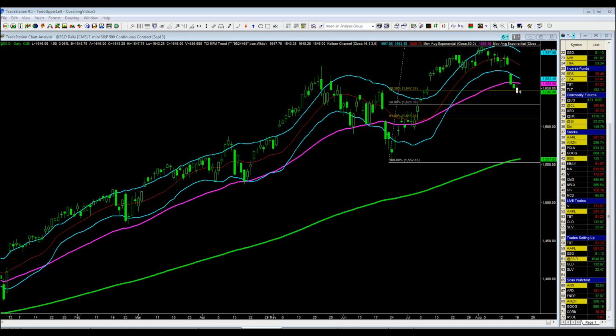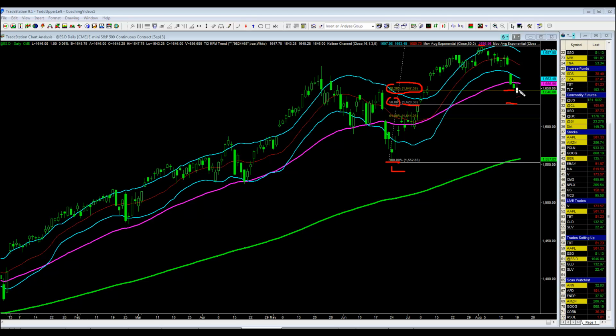Okay, now we're coming down, as you can see. So again, measured from this low up to this high. We are finally at that 38.2% retracement, as you can see right in here. Okay, the 50% of that move up right here is 1629.25 right down in here. So honestly, I'm expecting some type of support to come into play.